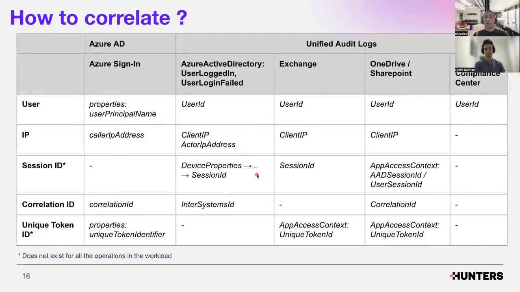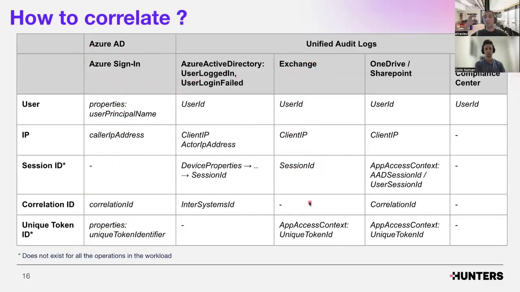Another example based on this table: what happens if we want to correlate between, for example, a set mailbox operation under Exchange and some Azure sign-in event? The session ID exists under Exchange, but it doesn't exist under Azure sign-in. What about the correlation ID? The correlation ID exists under Azure sign-ins, but it doesn't exist under the Exchange workload. So how can we correlate?